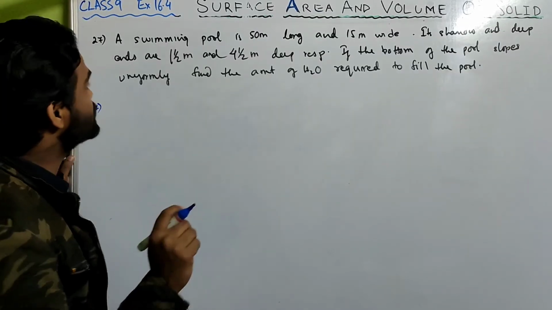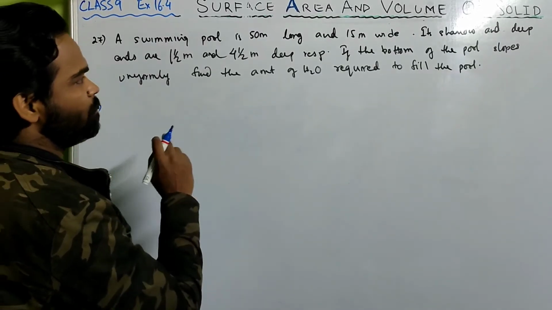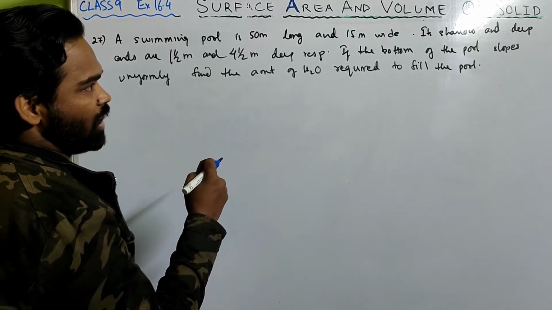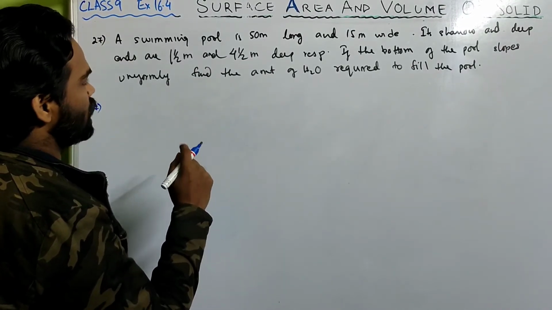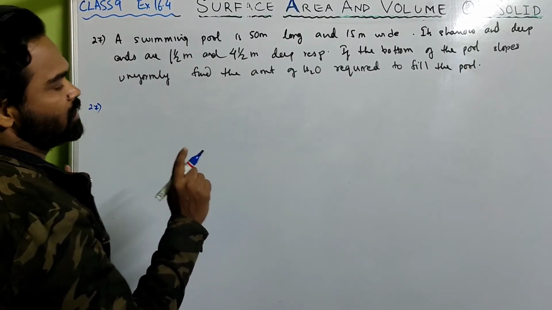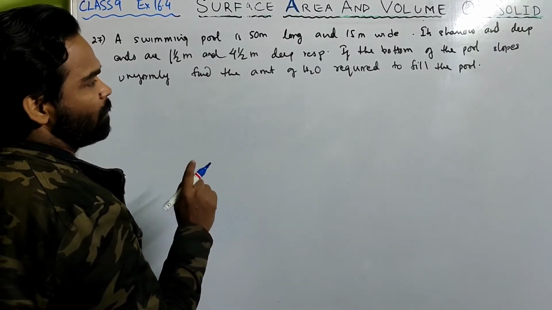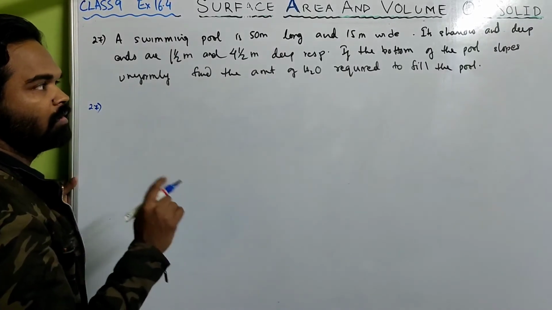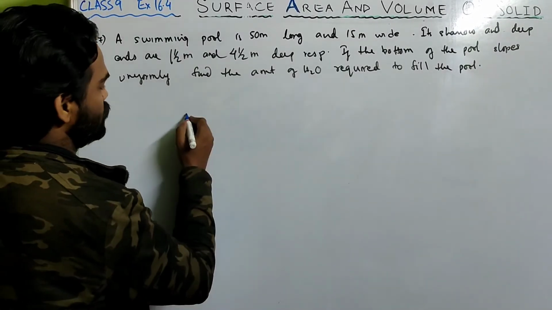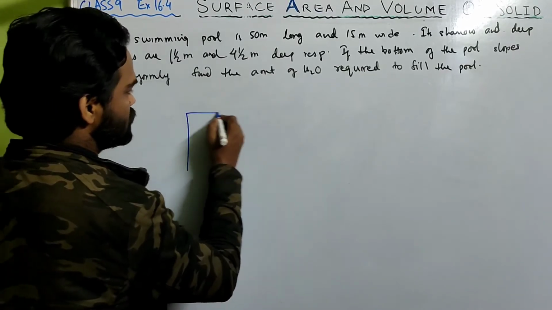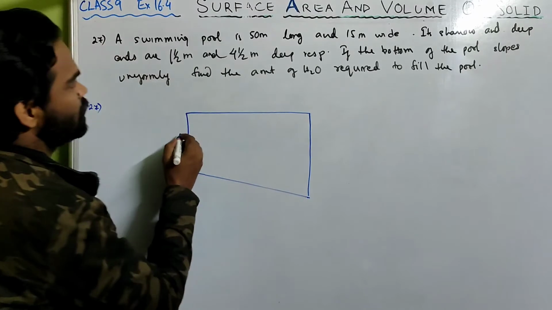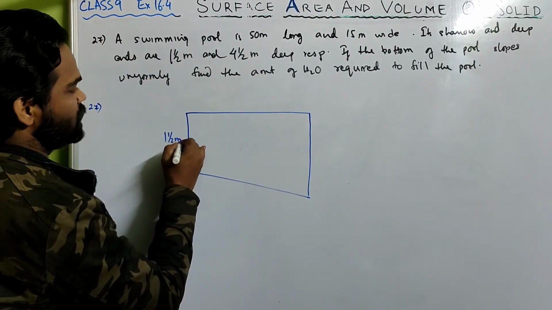Now look at sum number 27. A swimming pool is 50 meter long and 15 meter wide. Its shallow and deep ends are 1.5 meter and 4.5 meter deep respectively. If the bottom of the pool slopes uniformly, find the amount of water required to fill the pool. I'll just draw the diagram, similar to the previous one. This is 1.5 meter.